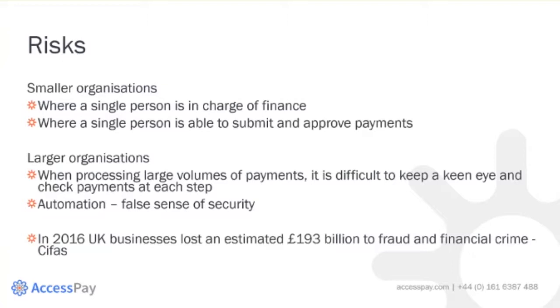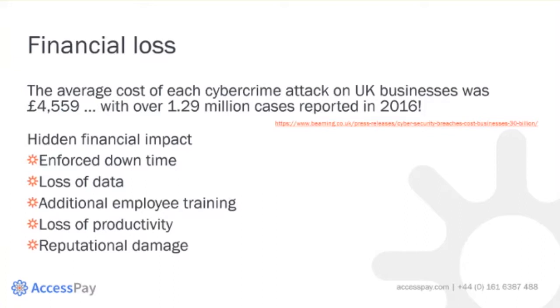Larger organisations often use automation. This helps to reduce the errors caused by very manual processes, but it can create a false sense of security and allows an organisation to leave their payments unchecked. In 2016, CIFAS, a fraud prevention service in the UK, found UK businesses lost an estimated £193 billion to fraud and financial crime. In 2017, Beaming published a piece of research that found the average cost of cybercrime was £4,559 in the UK. There are many hidden costs, though, related to fraud.